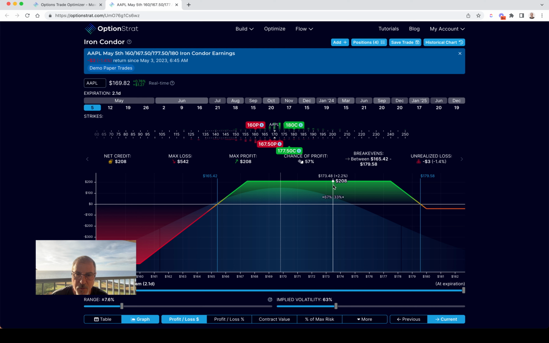Again, this is a paper trade, as all of my trades are. This is so that you can learn and see different concepts and ideas. And in this case, we're looking at a skewed iron condor is what I wanted to show you.